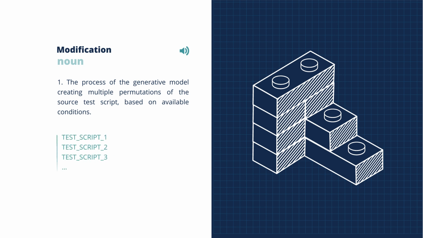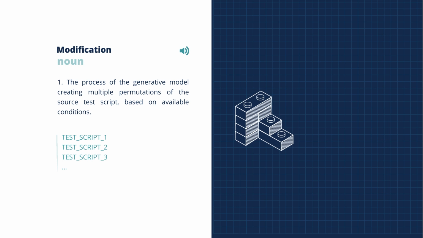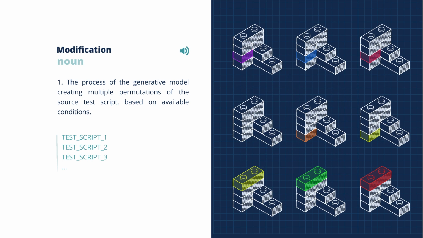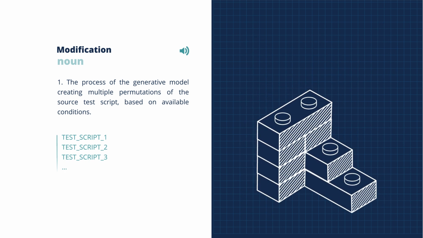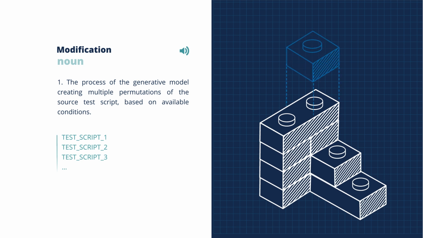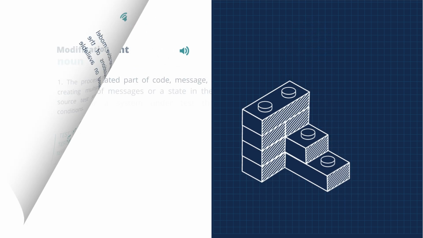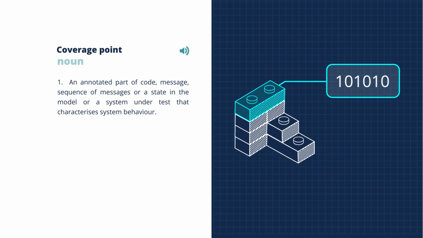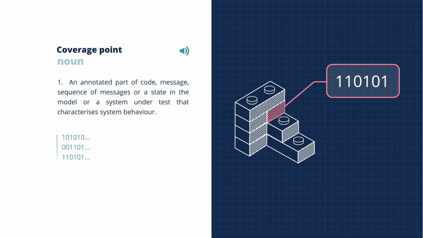Modifying a test script can take two forms. The first one is iterating through an existing test script using sets of enumerated values that the test script is reading from an external file. The second way is building on top of an existing script or otherwise changing its structure. Last but not least, a coverage point. It's an annotated part of code, message, sequence of messages, or a state in the model or a system under test that characterizes system behavior.